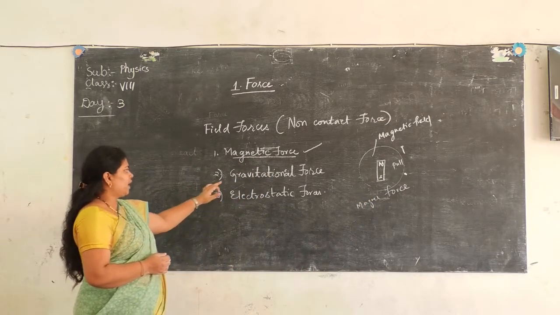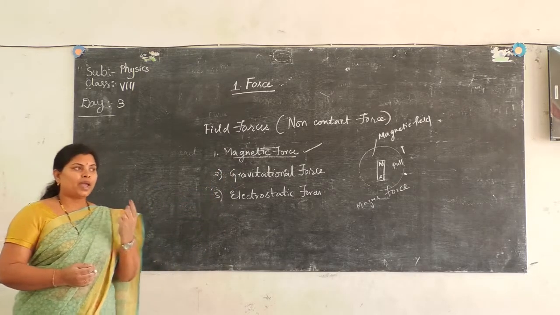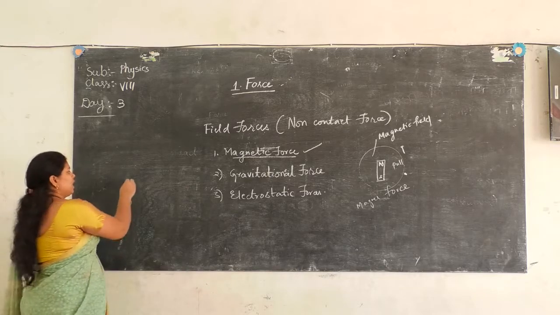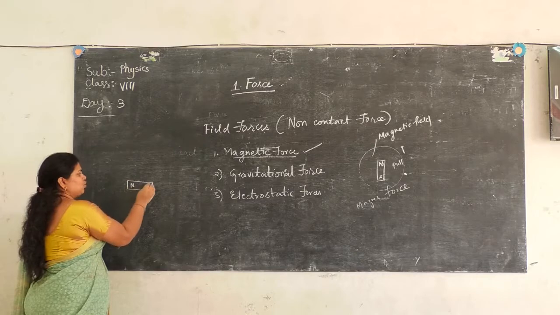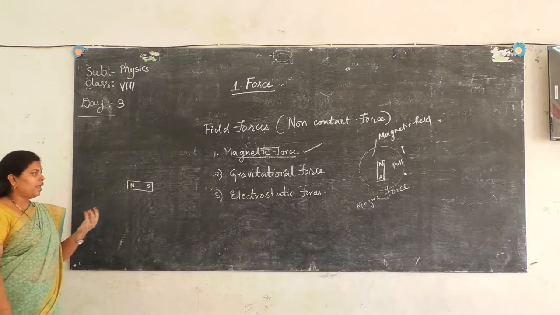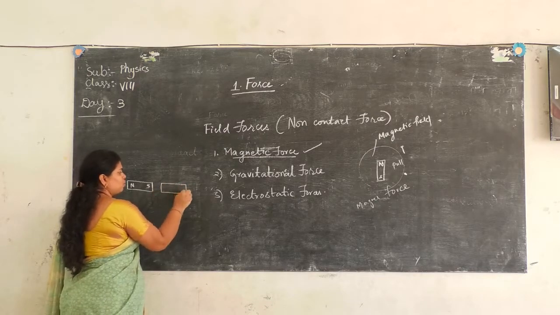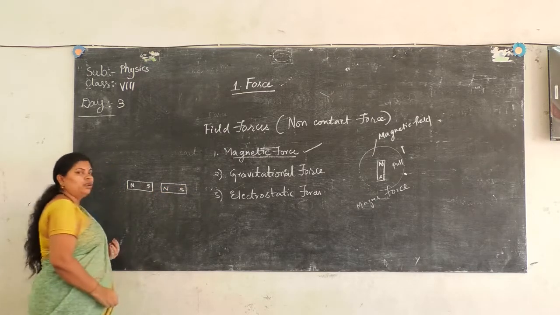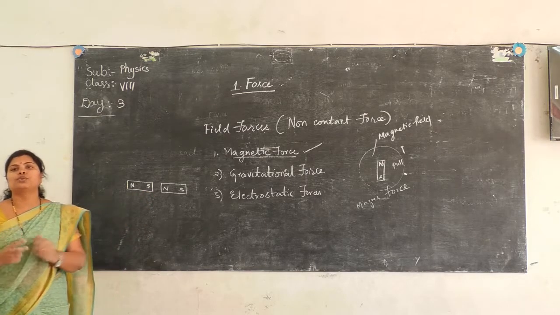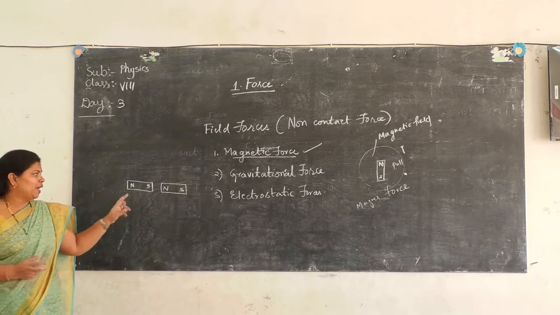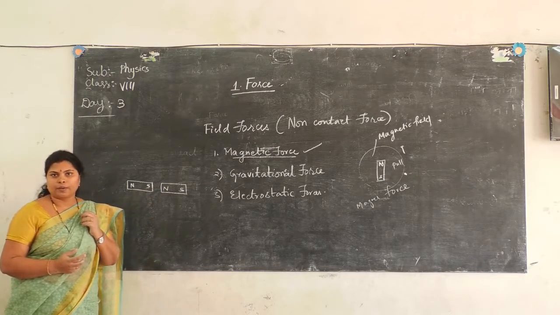Coming to the next, we can also have an activity with two bar magnets. Let me keep a bar magnet. It has two poles, north and south. Let me bring another bar magnet having two poles, north and south. Now, what do you observe if I bring two bar magnets closer to each other? Definitely you will observe this bar magnet will attract the other bar magnet.